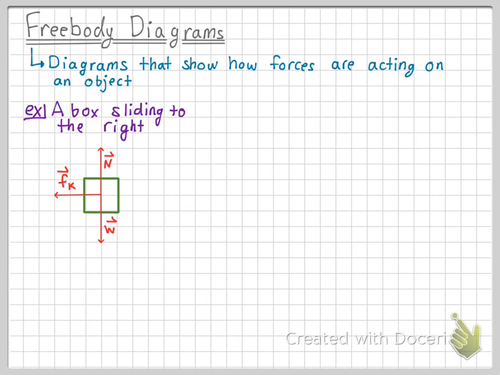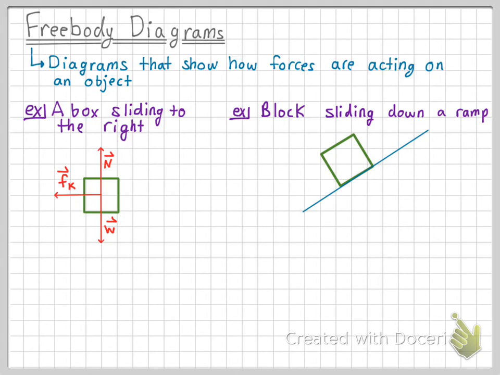Let's do another example. Here we have a block sliding down a ramp. We know there is a weight force acting on the block since it is on Earth. We also know that since the block is on a surface, we have a normal force that is pointing perpendicular to the surface. So notice this normal force is at an angle, but still perpendicular to the surface. And since the object is sliding, we know that there's a kinetic friction force opposing the velocity of the box.